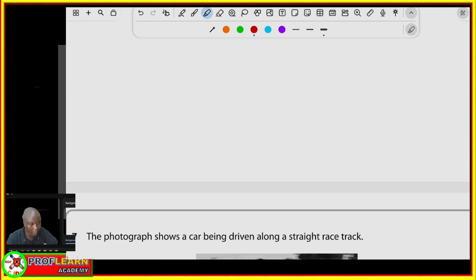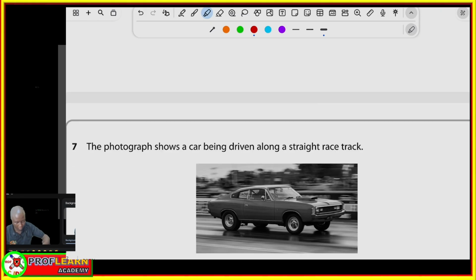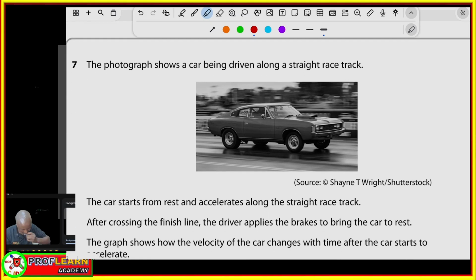So let's look at what has been the questions. Which questions have been tested in the past, so that you can be able to see how to approach such kind of questions.